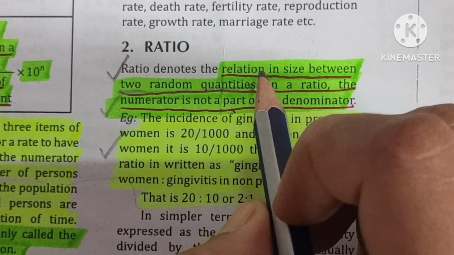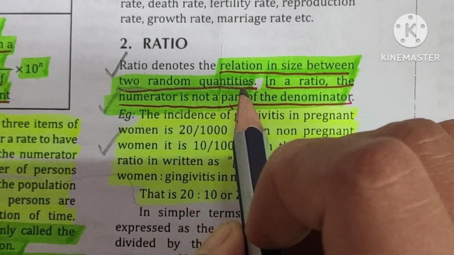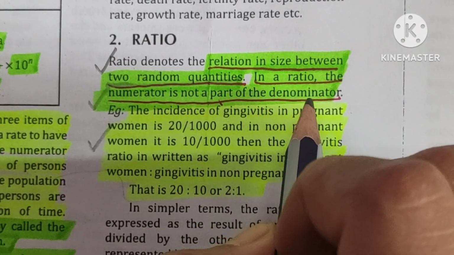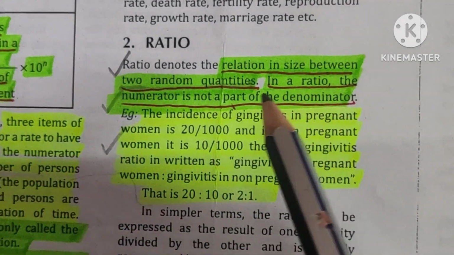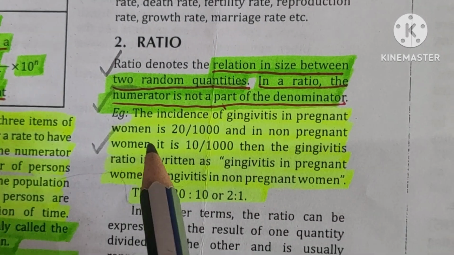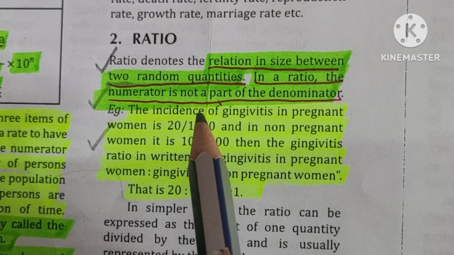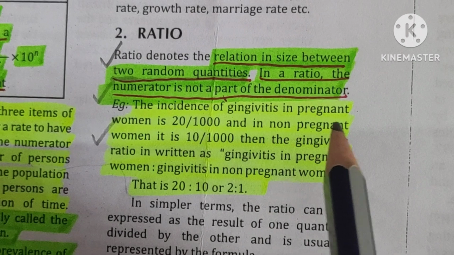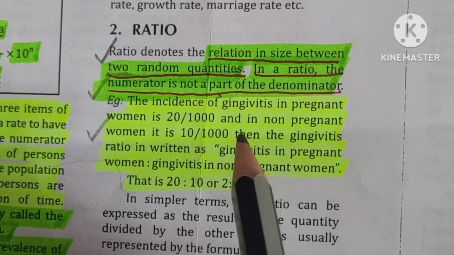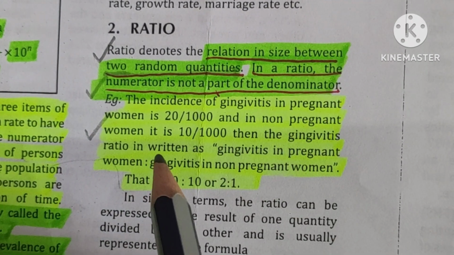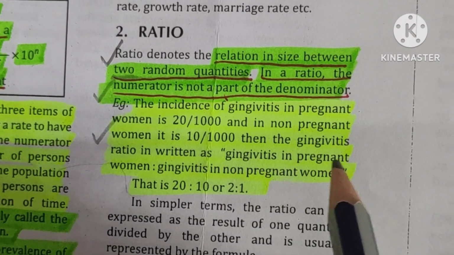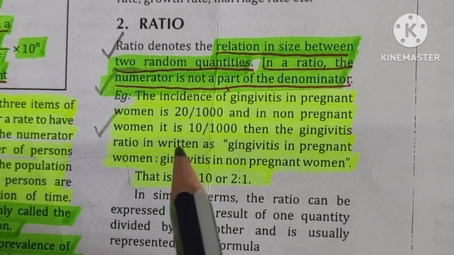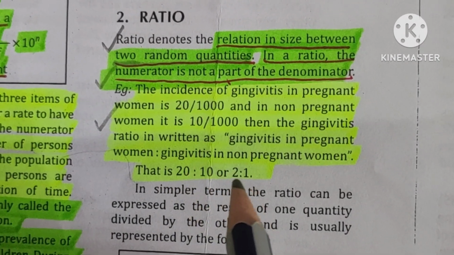Ratio denotes the relation in size between the two random quantities. In ratio, the numerator is not the part of denominator. For example, the incidence of the gingivitis in the pregnant woman is 20 in 1000 population, and in non-pregnant woman it is 10 in 1000 population. Then the gingivitis ratio is written as gingivitis in the pregnant woman is to gingivitis in non-pregnant woman, that is 20 is to 10, that is 2 is to 1.